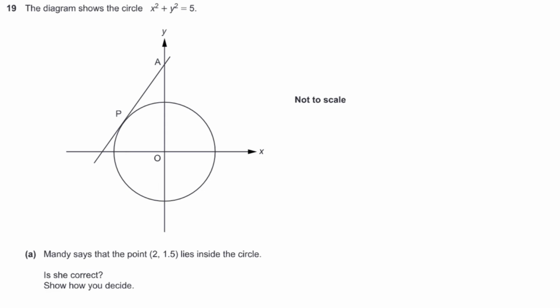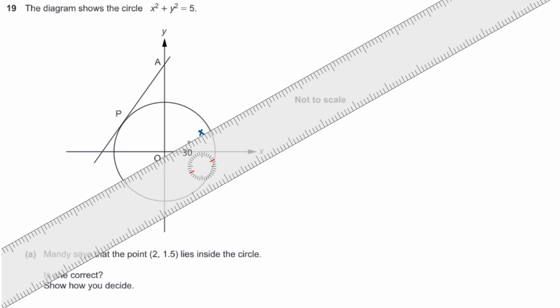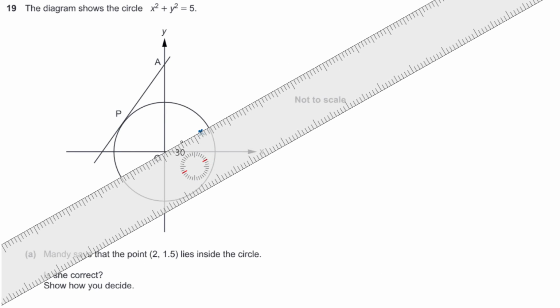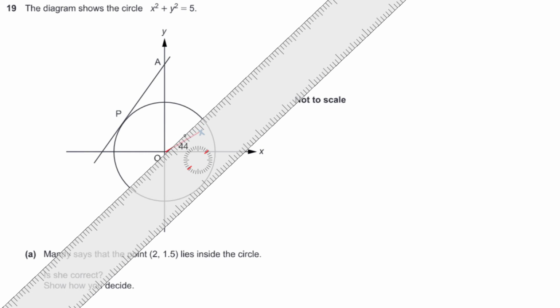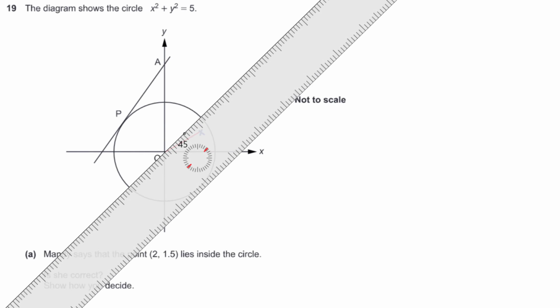Okay, so we've got this point 2, 1.5. You know, I'm going to draw it there, but it might not be on the inside of the circle. Okay, now to work out if it's on the inside of the circle, the easiest way of doing it is to work out how far away it is from the center. Okay, now if we can work out this distance from the center to the point, we can then compare it to the radius of the circle, which we should know.